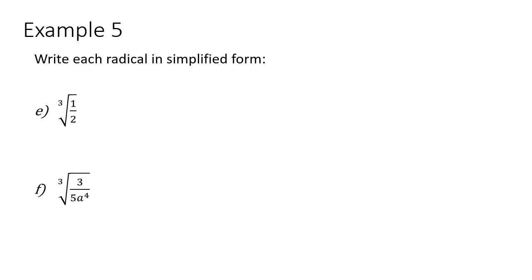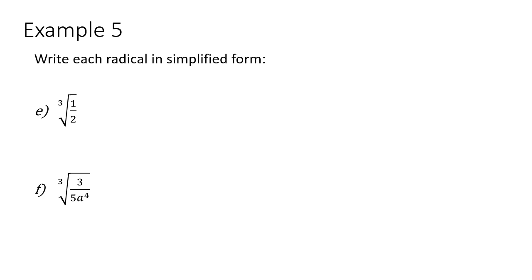In the final two parts of example 5, we've got the same idea. We want to write the problems in simplified radical form. The only difference is you'll notice that these are now cube roots instead of square roots. And that tends to trip a lot of students up because they don't recognize that you can't simplify a cube root in a denominator the exact same way that you do a square root. So let's illustrate this point with part E.